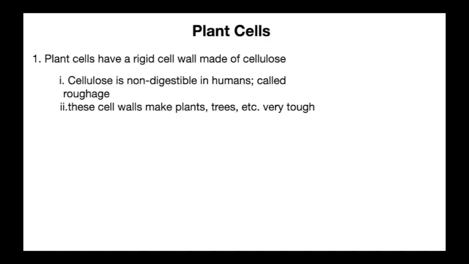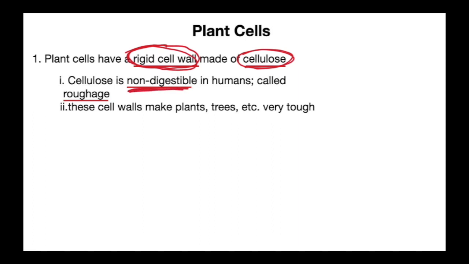And on to plant cells. Plant cells are a little different than animal cells. Many of the organelles are the same, but there are a few key differences. Where animal cells have a cell membrane, the outer part of the cell is very rigid in a plant cell. And it's made of this stuff called cellulose. That cellulose is non-digestible for humans.